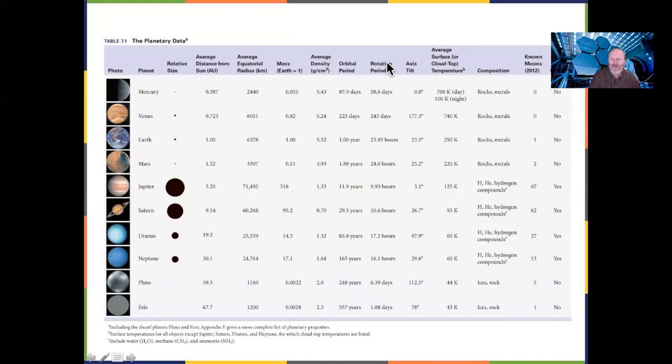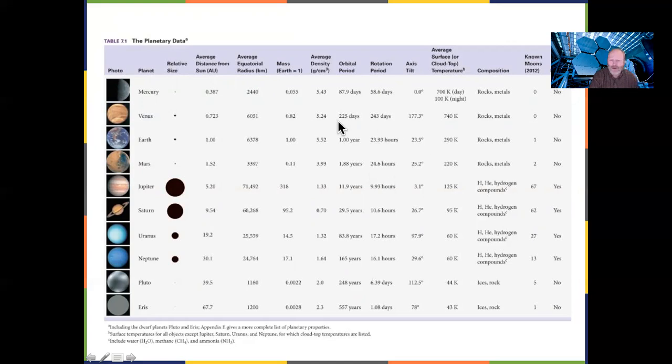If we look here at the rotation period, this is how long a day is. Notice it says Earth is 23.93 hours. That's because we rotate on our axis not quite 24 hours. 24 comes when we sort of push over back to where the sun was. Notice Mars here, 24.6 hours. So it's just a little bit longer than our day. That's why we call it a sol.